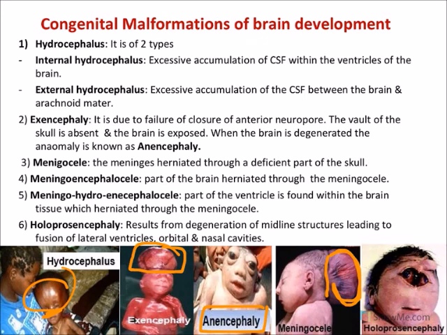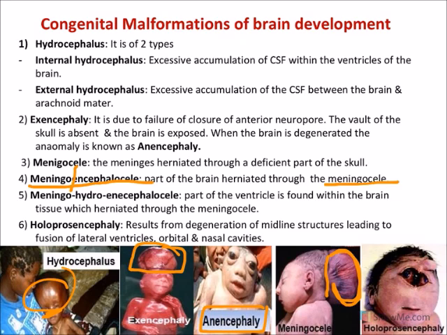If this defect, in which the sac of the subarachnoid space is protruded, has a part of the brain herniated within this sac of meningeocele, this condition is now called meningioencephalocele. So meningioencephalocele means protrusion of a part of the brain tissue inside the sac of meningeocele, and this is a very dangerous condition.